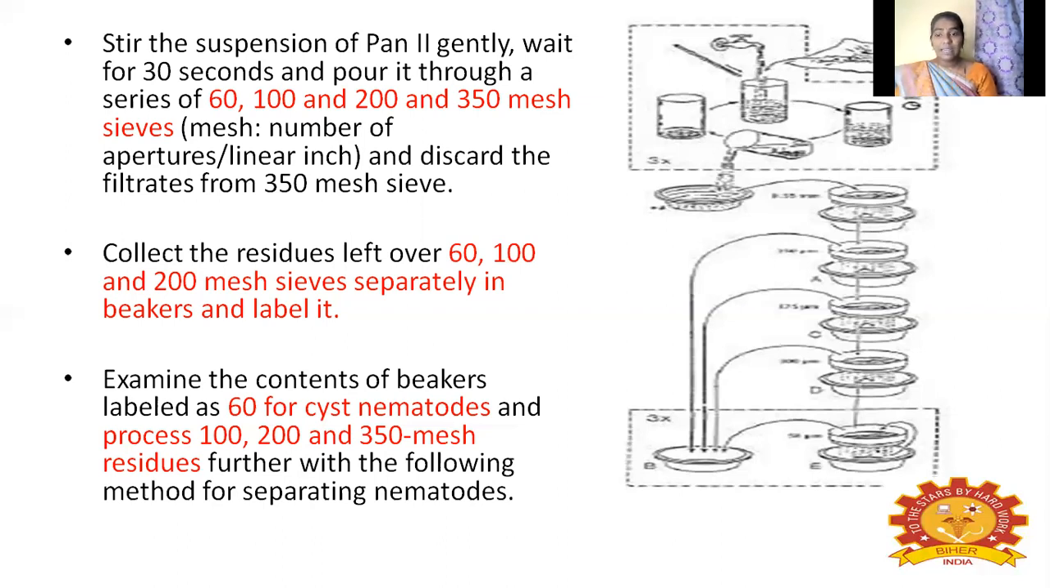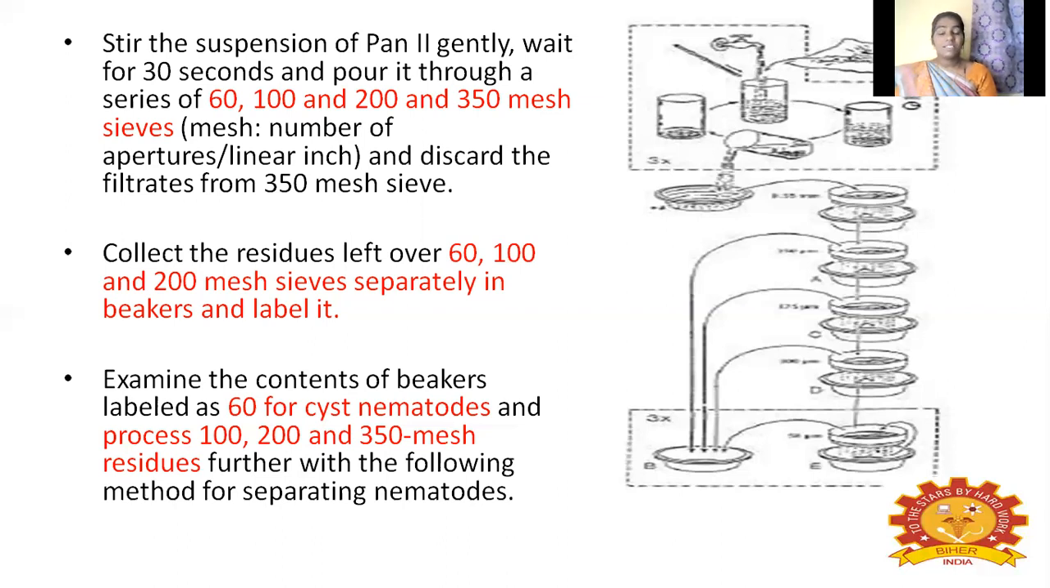After we collect the residue, if you suspect a cyst nematode may be present, the 60 mesh size residue most of the time contains the cyst nematode. Examine the content of the beaker labeled 60 for cyst nematode, and process the 100, 200, 350 mesh residue further with the following method of separating nematode.